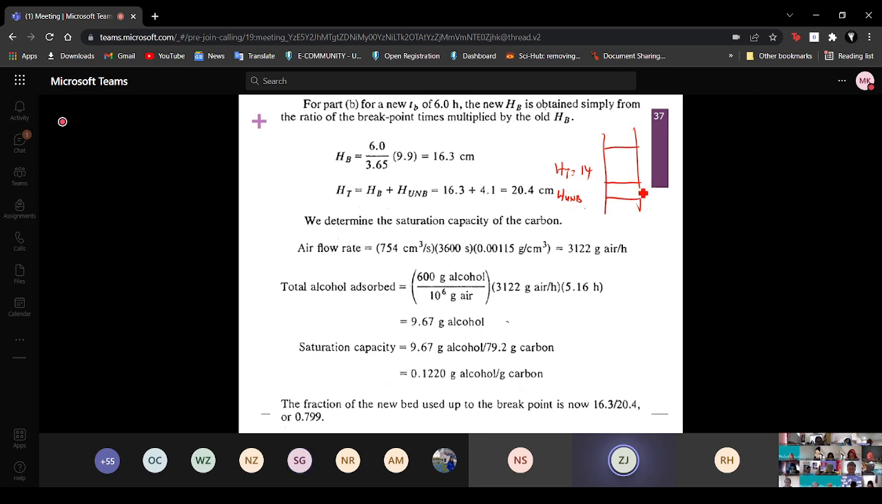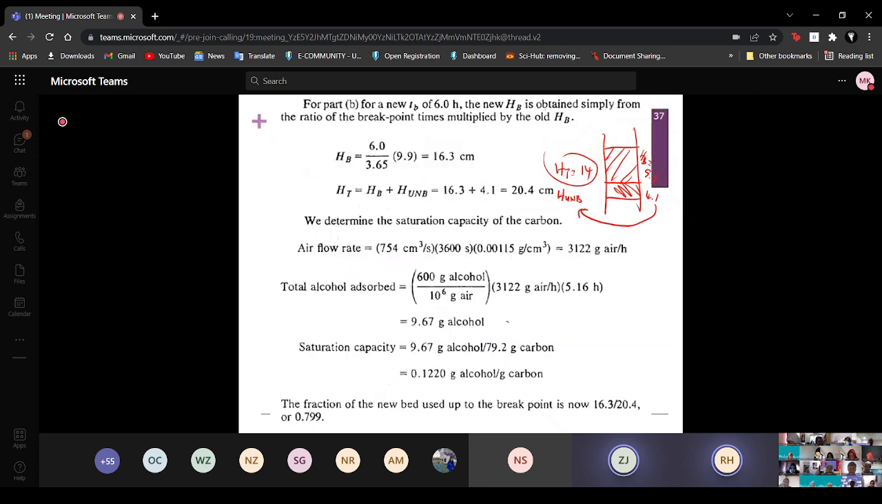So that means the bottom part, 4.1 is basically this one, HUNB. HB berapa? HB yang sini. HB is gonna be 14 minus 4.1. You will get 9.9, approximately. Okay, when you add these two, you will get 14. So this is how you can determine where is that zone, HB and HUNB.